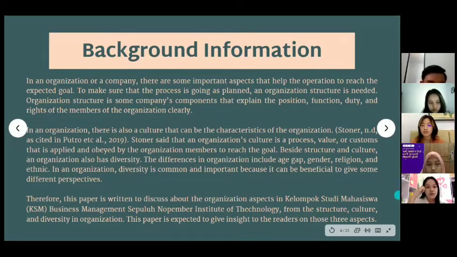Therefore, this paper is written to discuss the organization aspects in Kelompok Studi Mahasiswa Business Management, 10 November Institute of Technology, from the structure, culture, and diversity in organization. This paper is expected to give insight to the readers on those three aspects.